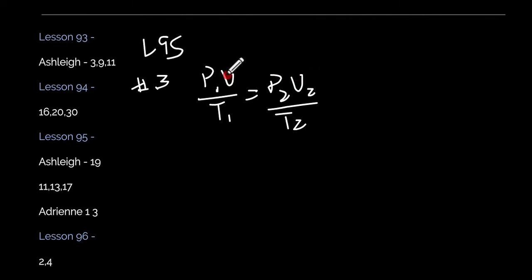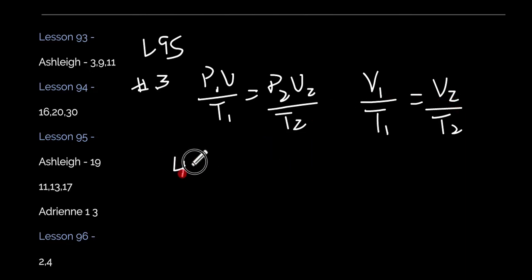The other thing is we know the pressure was held constant, so we can just ditch that. So it's V1 over T1 equals V2 over T2. And then I'm going to fill in the numbers. 400 for volume 1, temperature 1, I added the 273, so it's 473.